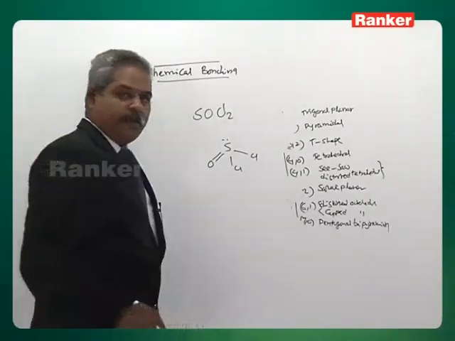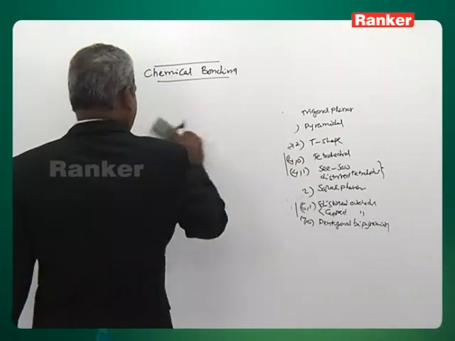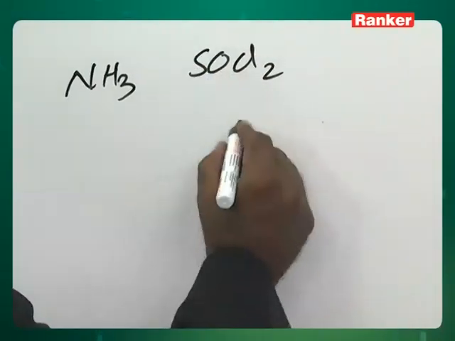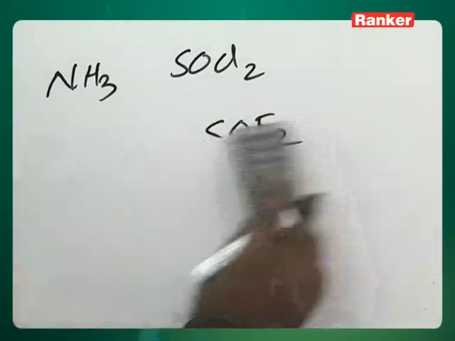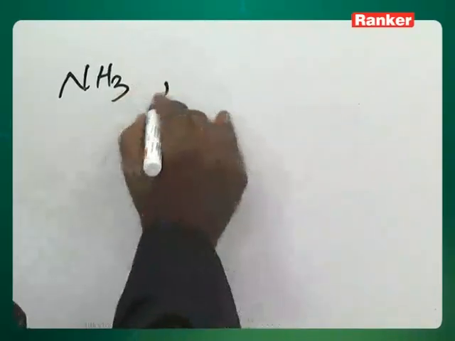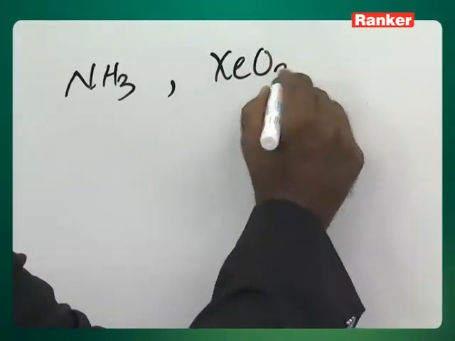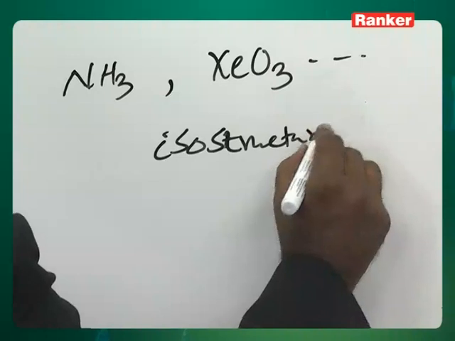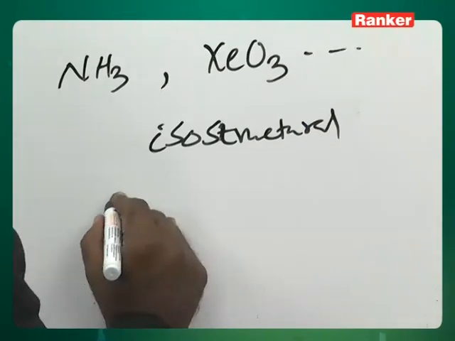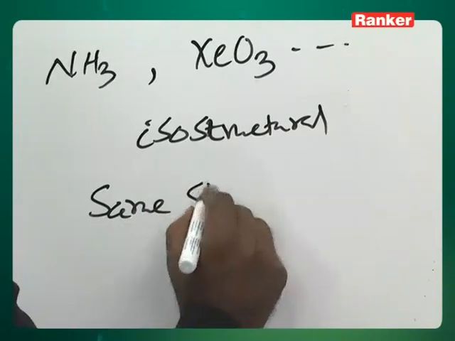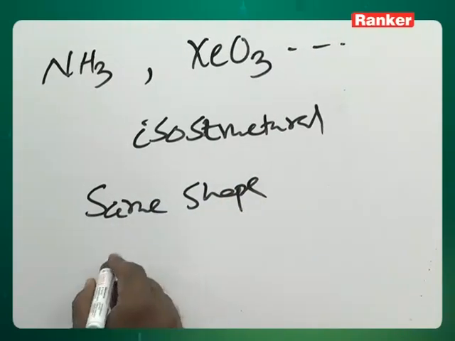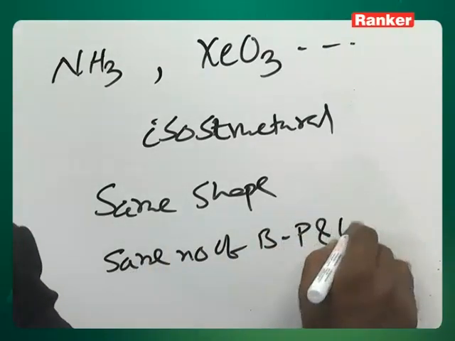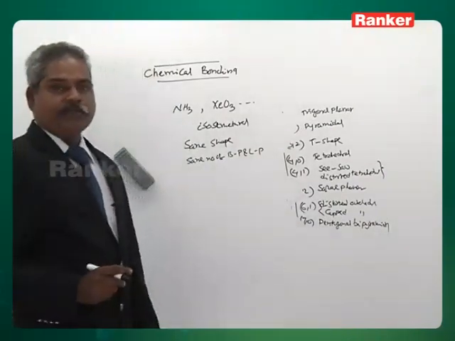Why is it pyramidal? 3 bond pairs, 1 lone pair. Like ammonia. So ammonia, SOCl2 or SOF2 for that matter, XeO3, all these are isostructural. What do you mean by isostructural? Same shape, that is, same number of bond pairs and lone pairs.